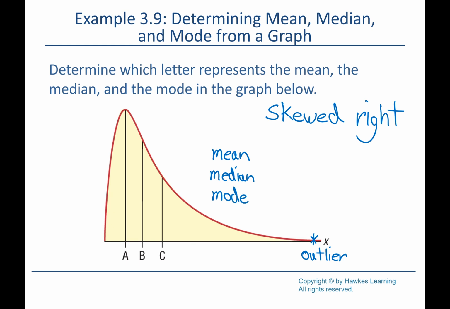Okay. So I'll start with the mode. It's the easiest one to pick out. The mode is the tallest point on the graph. That's right here. So the mode would be A.